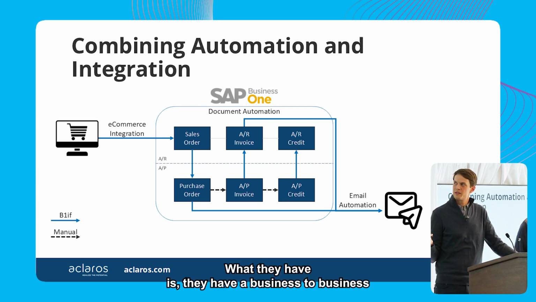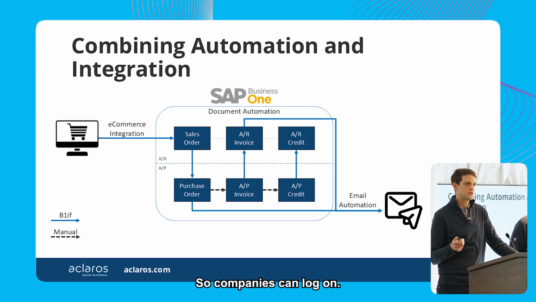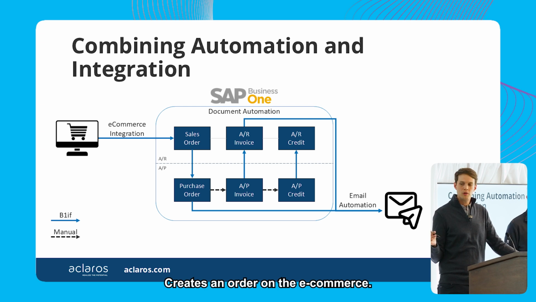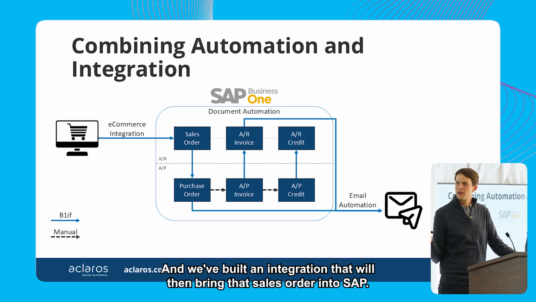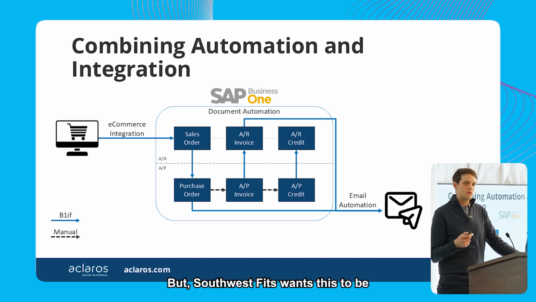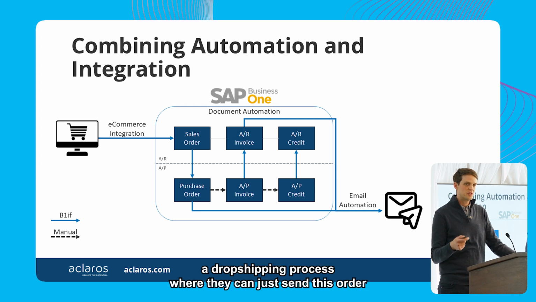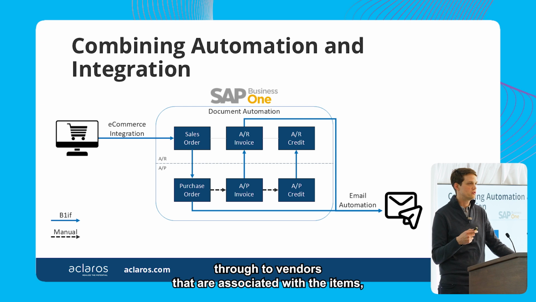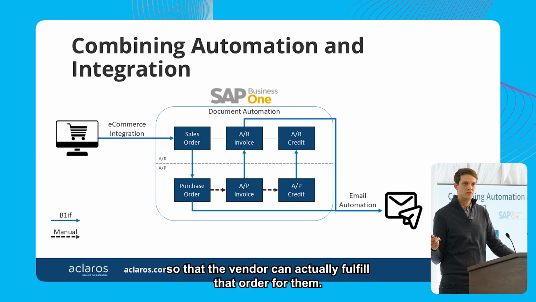What they have is a business-to-business online order portal. So companies can log on and create an order on their e-commerce, and we've built an integration that will then bring that sales order into SAP. But Southwest Vets want this to be a dropshipping process where they can just send this order through to vendors that are associated with the items, so that the vendor can actually fulfill that order for them.